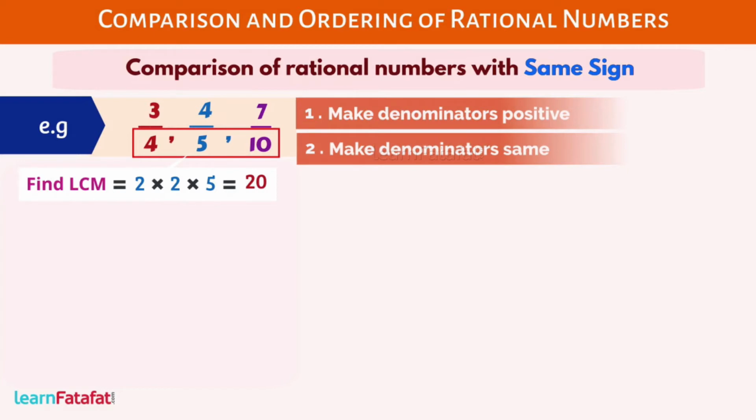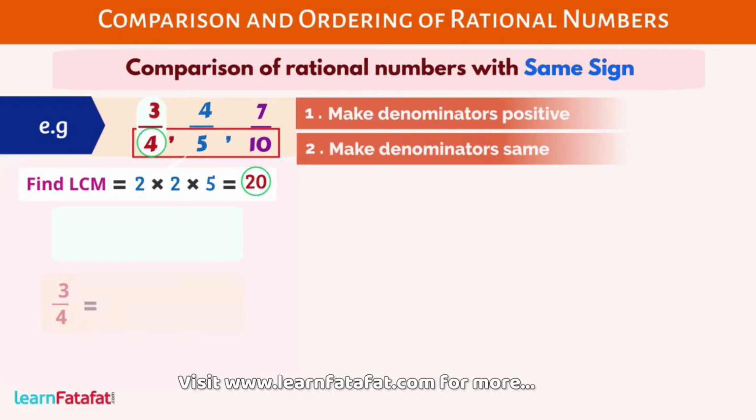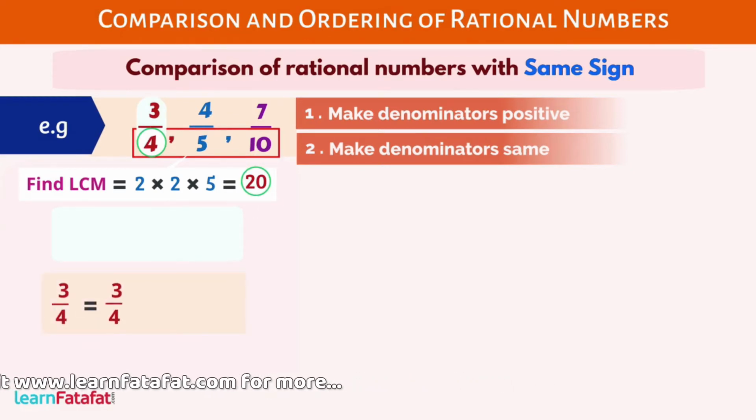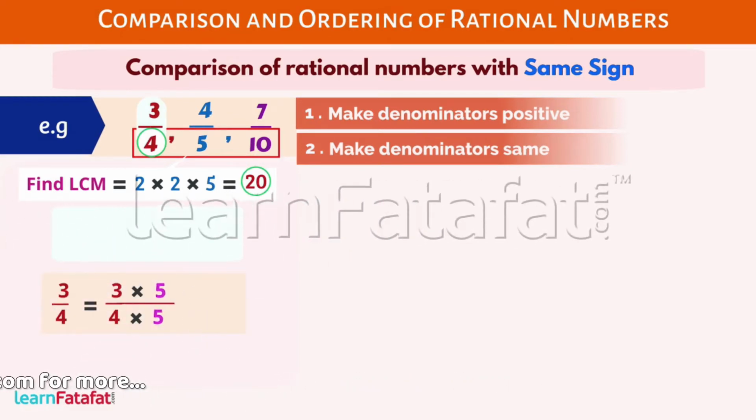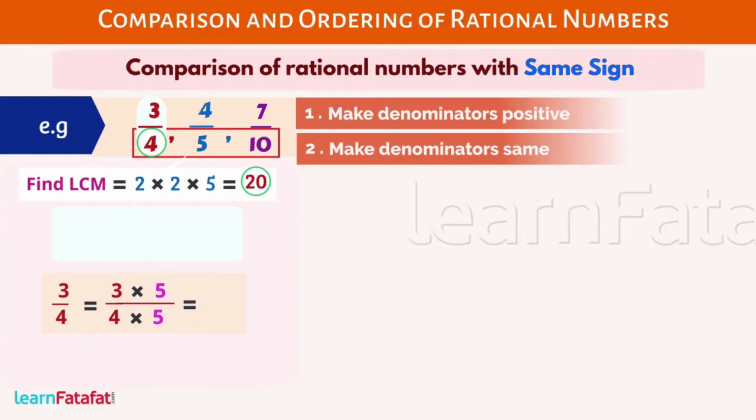Next, using LCM, we will make denominators same. For making denominator of 3 by 4, 20, we multiply numerator 3 and denominator 4 by 5. It forms rational number 15 by 20.